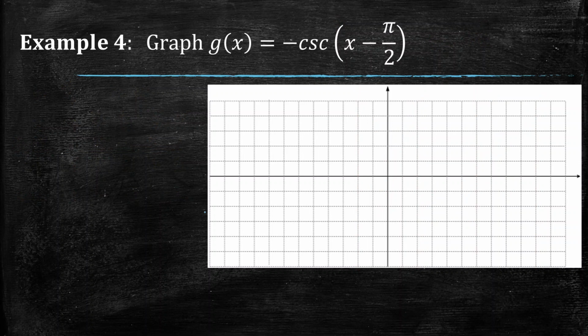Next example is the cosecant of x minus pi over 2. So again, this is the inverse of the sine function. My period is 2 pi. That didn't change on this one. Let's say I'm reflected. And I have a shift to the right, pi over 2.